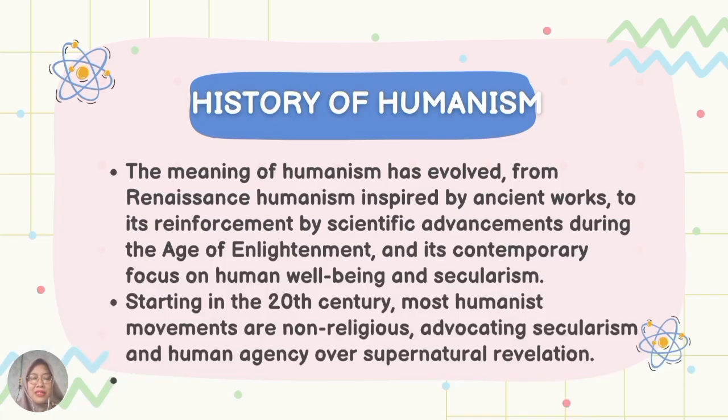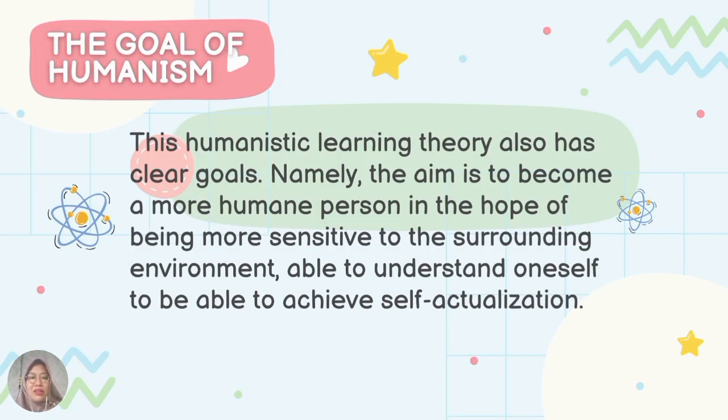Okay. The history of humanism. The meaning of humanism has evolved from Renaissance humanism, inspired by Asian works, to its reinforcement by scientific advancement during the Age of Enlightenment and its contemporary focus on human well-being and secularism. Starting in the 20th century, most humanist movements are non-religious, advocating secularism and human agency over supernatural revelations. Okay, the goal of humanism. This humanistic learning theory also has clear goals, namely to become a more human person, in the hope of being more sensitive to the surrounding environment, able to understand oneself, and able to achieve self-actualization.